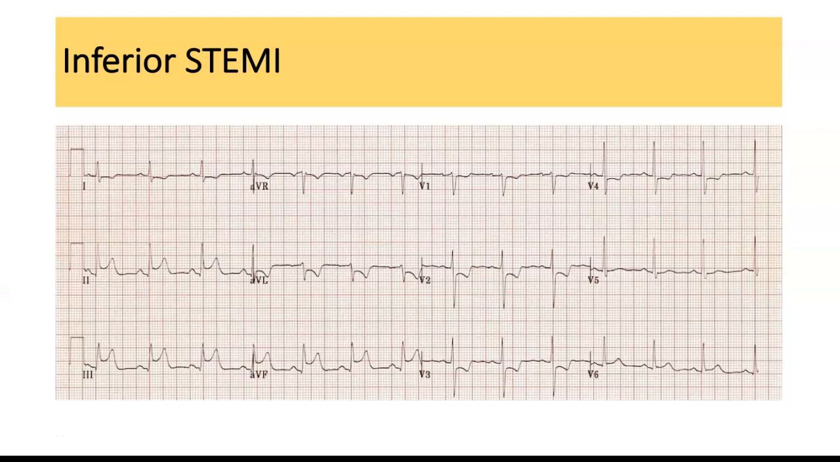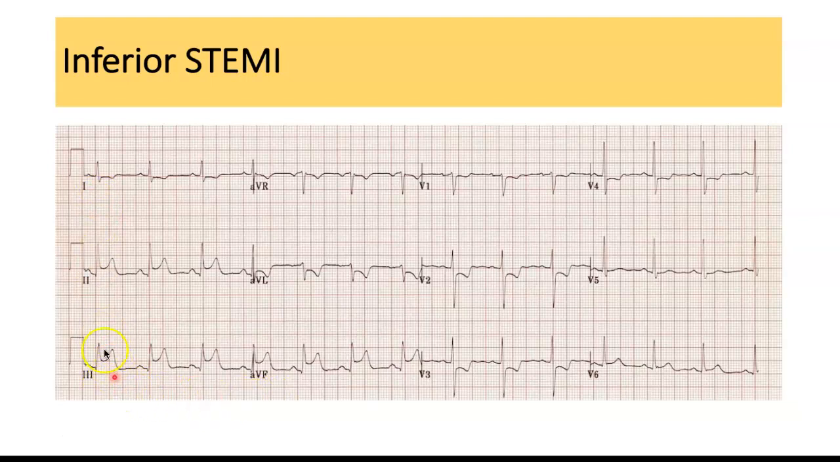Here's another example of an inferior wall STEMI. So again, the rate, in this case, we can march this out. The rate's about 75. There are P waves. It's 1-to-1. The PR interval looks fine, less than one big box. The QRSs, where I can see them, appear fairly narrow. The rhythm rather is regular.